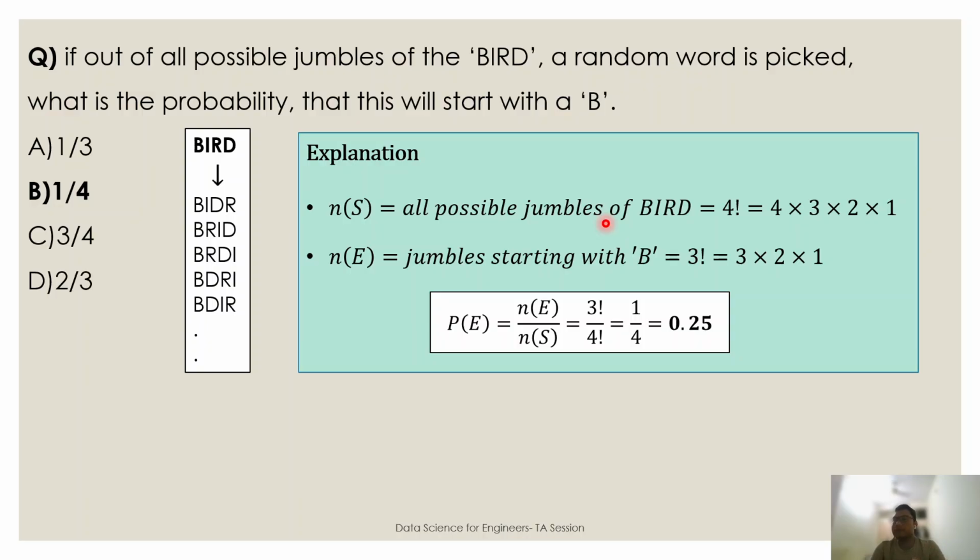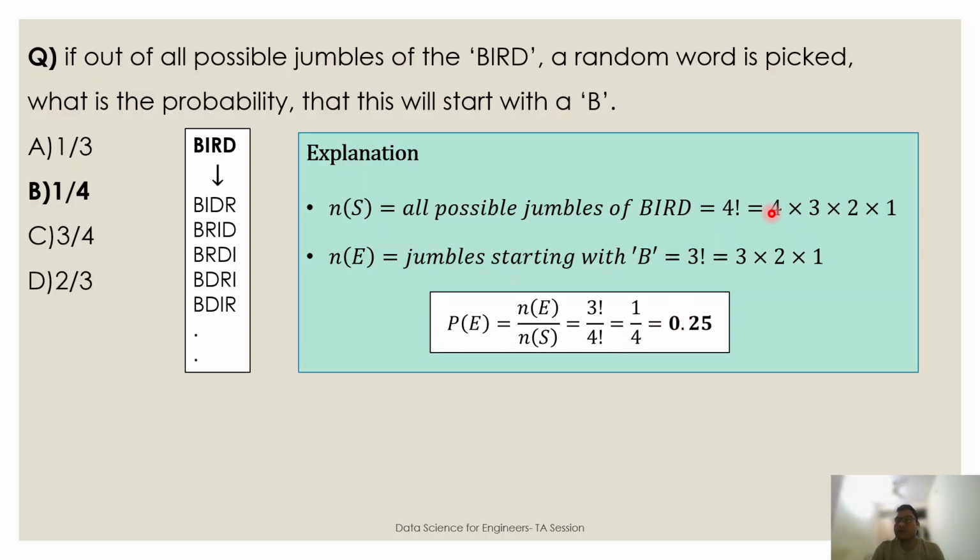So what does 4 factorial mean? If someone gives you 4 and an exclamation mark, it means 4 multiplied by 3 multiplied by 2 multiplied by 1. Now suppose someone fixes B in the first position. Now you can vary the other 3 letters. How many ways can you vary those 3 letters? It's just 3 factorial, because you have 3 positions and 3 letters. So it's 3 factorial over 4 factorial. The common terms get cancelled, and you get 1/4, and that's how 0.25 is your probability. That's nothing but 1/4.